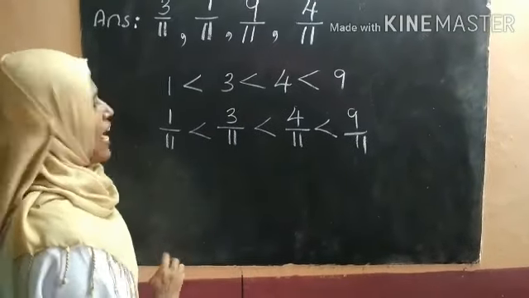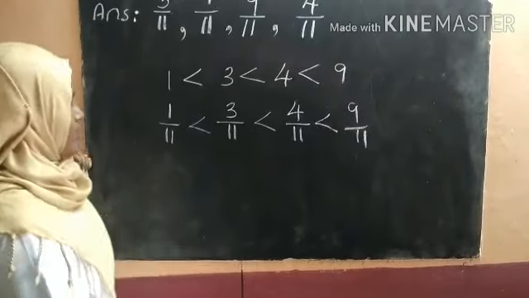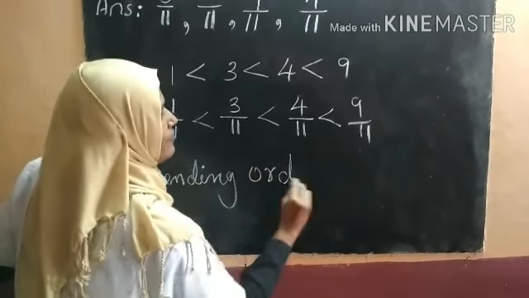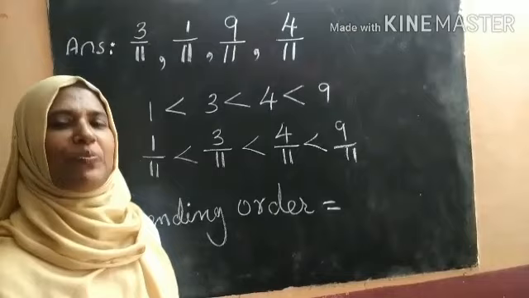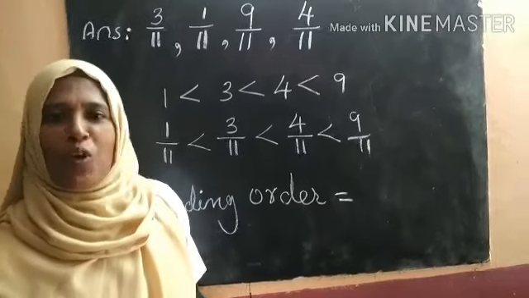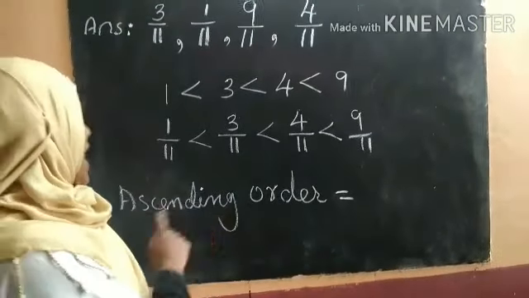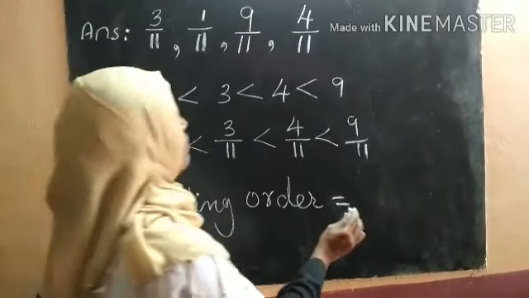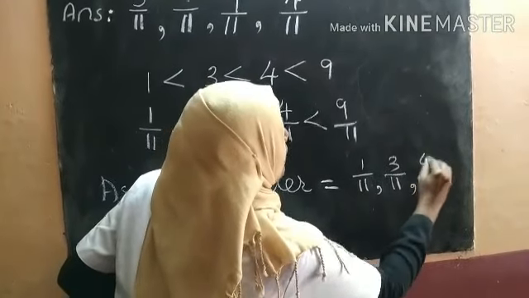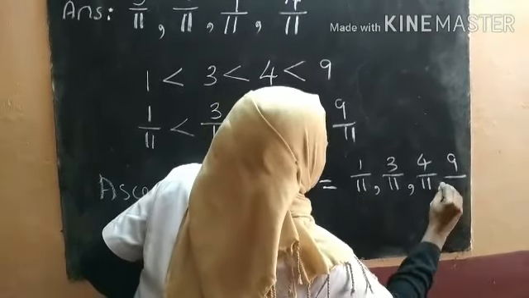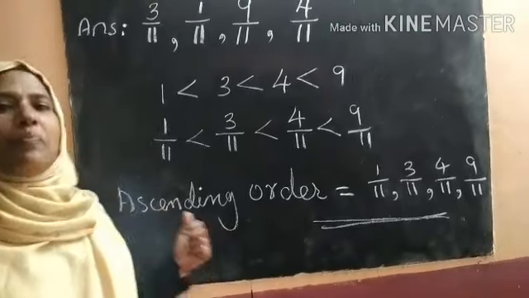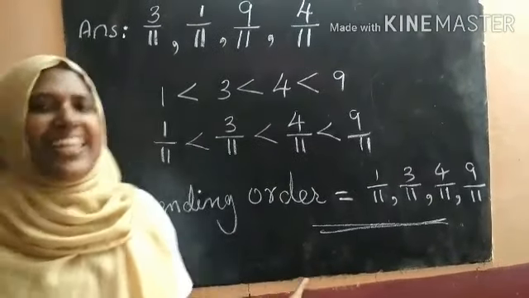Okay. Then we have to arrange in ascending order. We already know about ascending order: the arrangement of numbers from smaller to bigger. Then, the ascending order of these fractions is 1 by 11, 3 by 11, 4 by 11 and 9 by 11. We arranged the like fractions in ascending order.